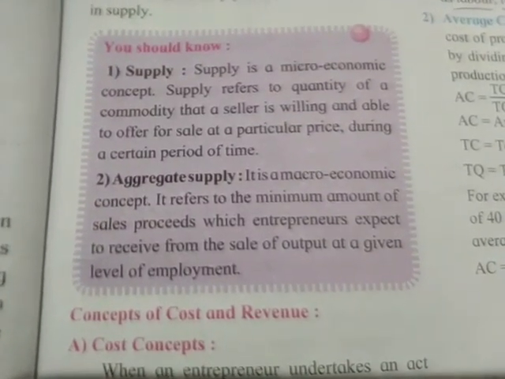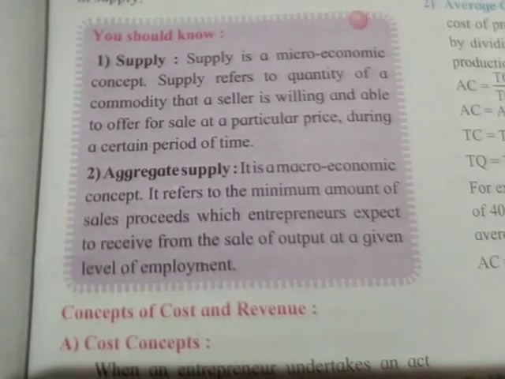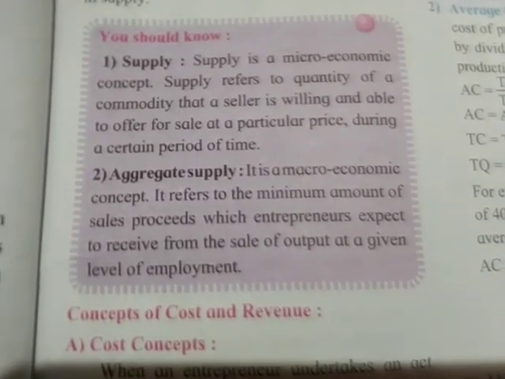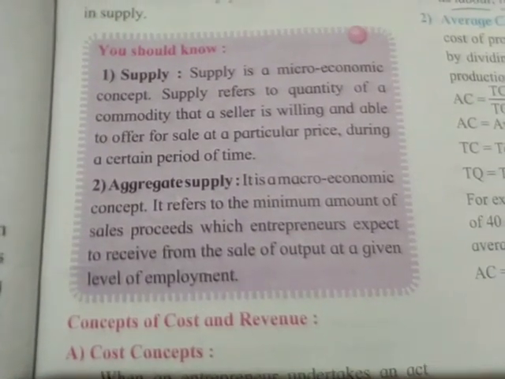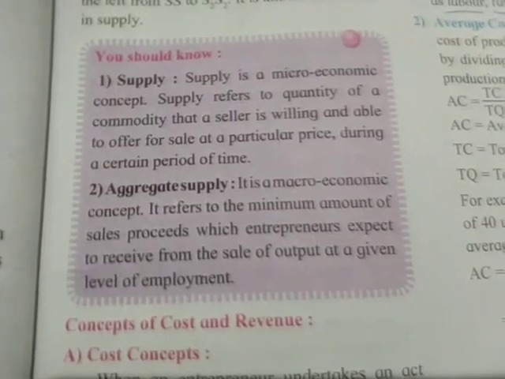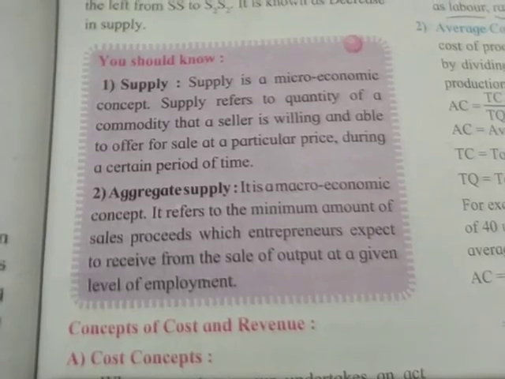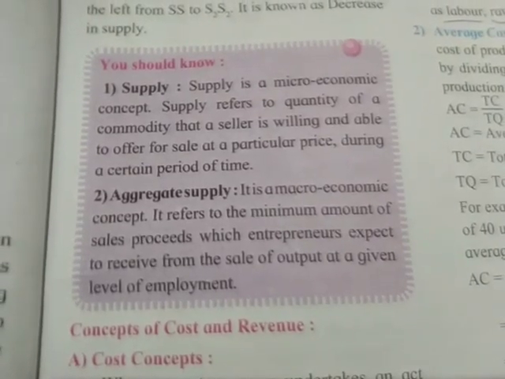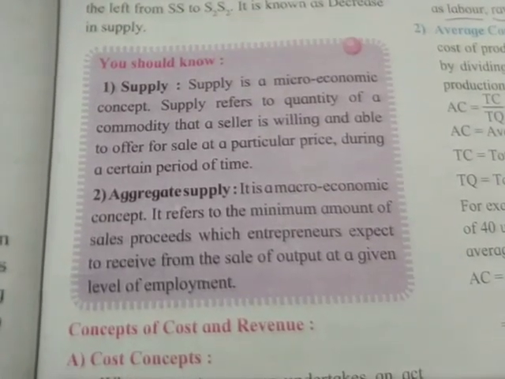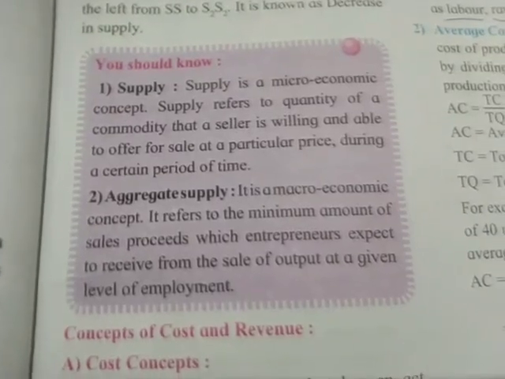Supply Analysis Part 4. You should know. First, supply. Supply is a microeconomic concept. Supply refers to quantity of a commodity that a seller is willing and able to offer for sale at a particular price during a certain period of time.